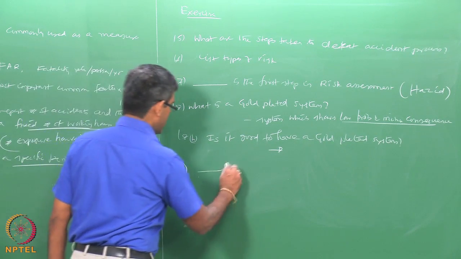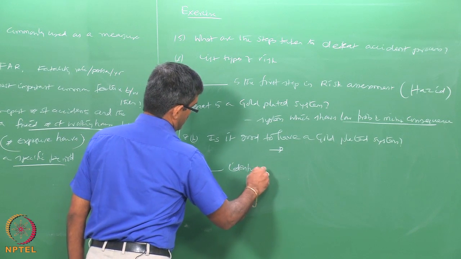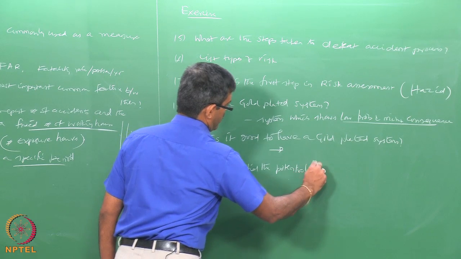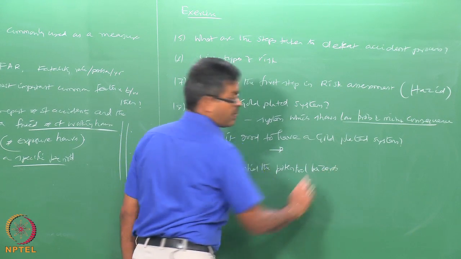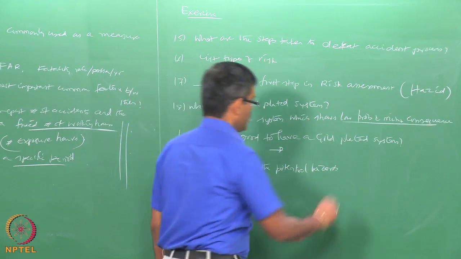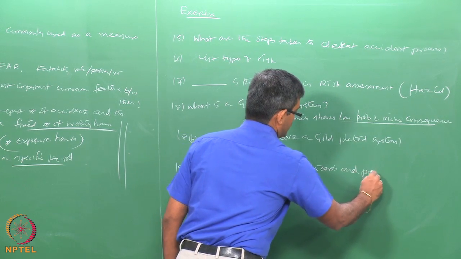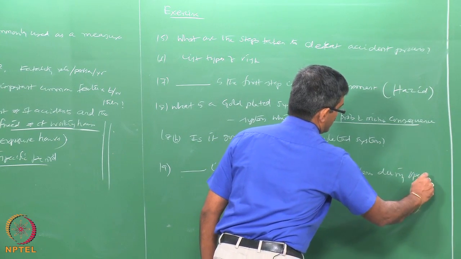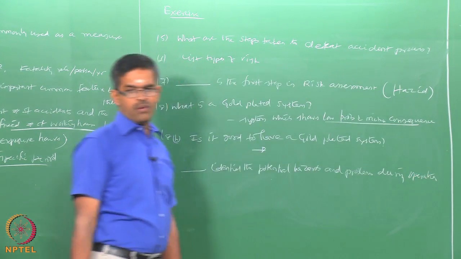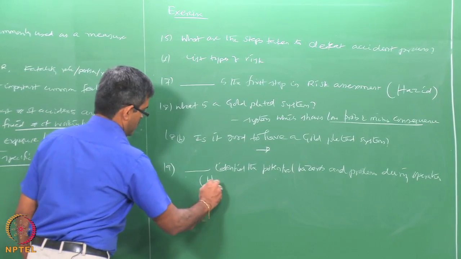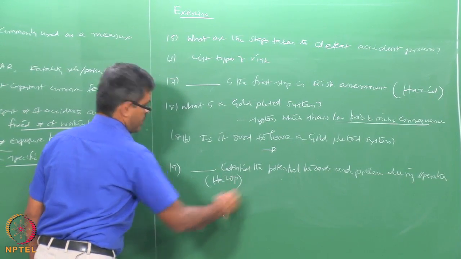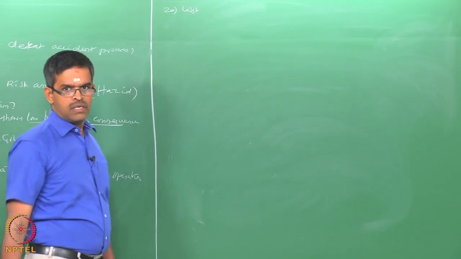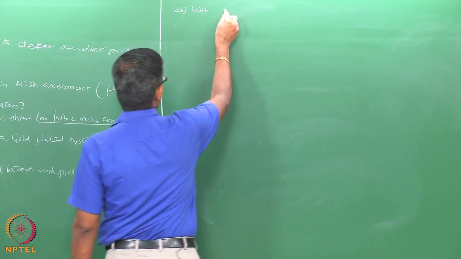19. Dash identifies the potential hazards and problems during operation. I think all of you will be able to answer this. HAZOP. List different hazard identification methods.